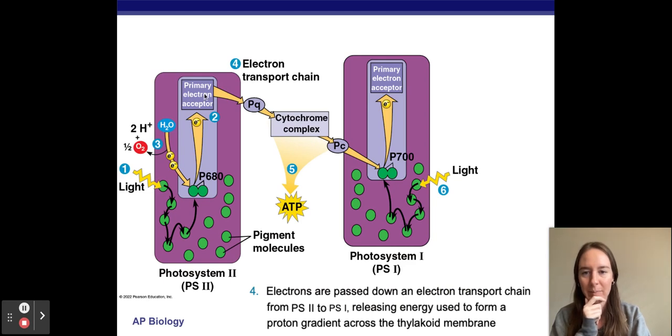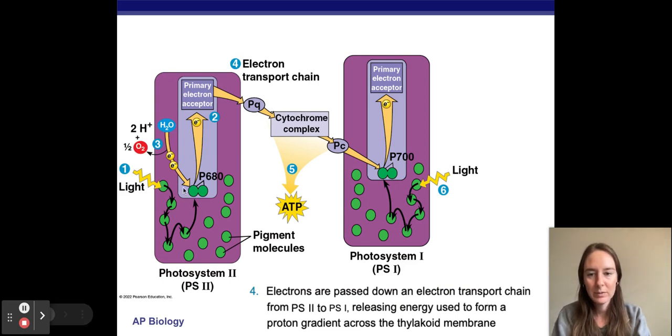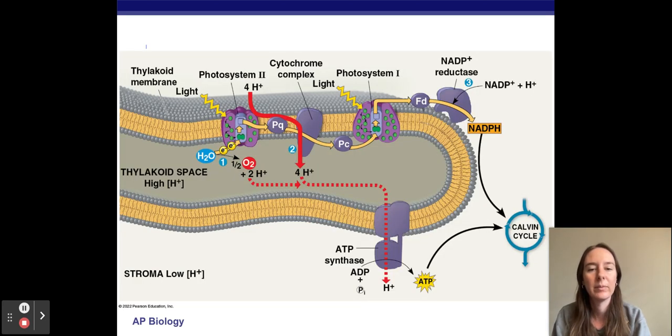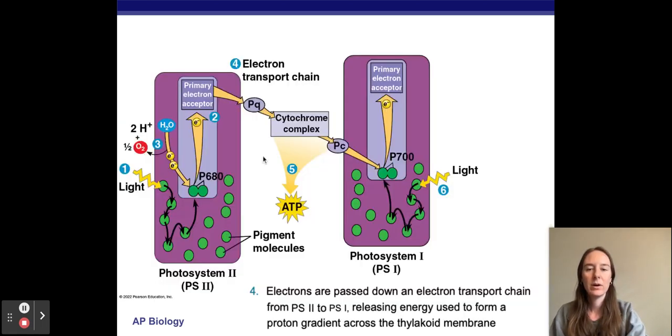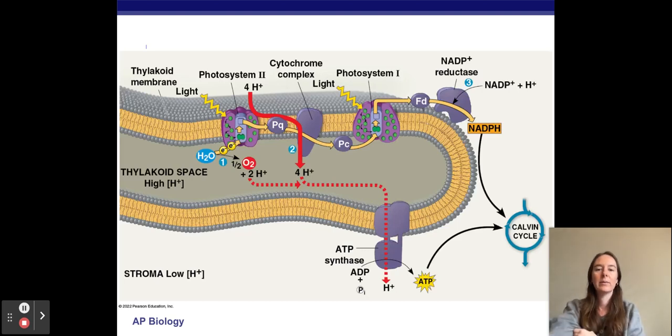So we've got to the primary electron acceptor. What happens next? Well, these electrons are going to be passed down an electron transport chain from photosystem 2 to photosystem 1. And it's going to be releasing energy, and it's going to form a proton gradient across the thylakoid membrane. So kind of like we saw here, our goal is to try to make even more protons and place them in the thylakoid space. So let's look closely at what's happening here.